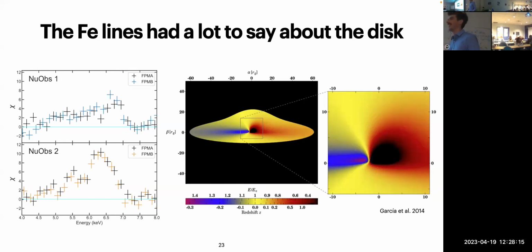I was just gonna say, in terms of testing GR, I think these observations usually turn that around, and so they use GR to model from the lines what the spin of the black hole is and what the inclination of the disk is. Usually it's assuming GR is correct and using that to infer geometry, instead of vice versa. If we knew the spin and the inclination independently, then we could use it, but usually it's the opposite.